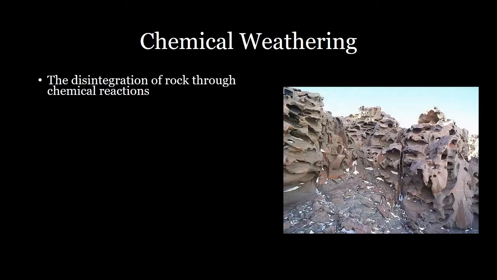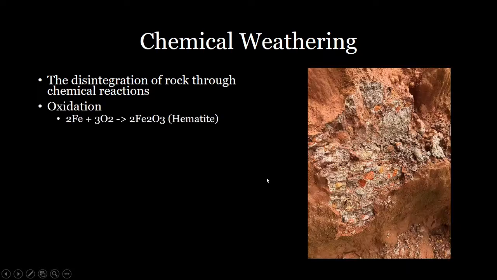So first, let's go into chemical weathering. Chemical weathering is the disintegration of rock through chemical reactions. And you can see an example of a rock that's been heavily chemically weathered. There's a number of different processes that fall within chemical weathering, the first of which is oxidation.